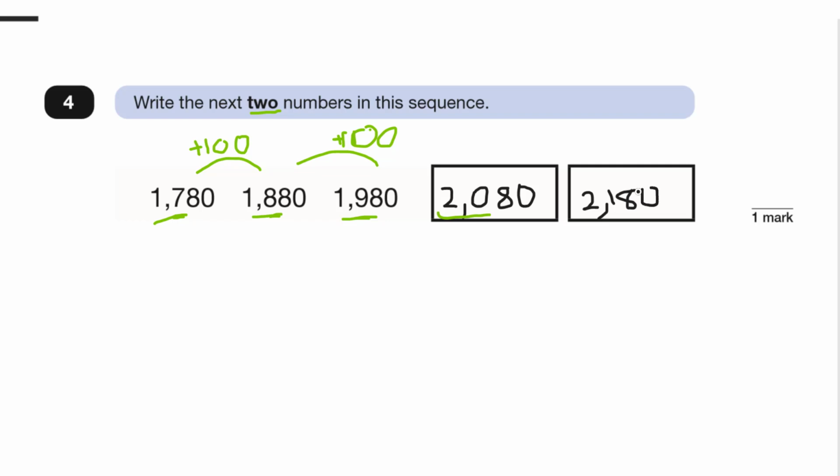2,180. You can see in every single number that 80 stays the same. 80 stays the same. The only bit that changes is this. We've got 17, 18, 19, 20 and 21.